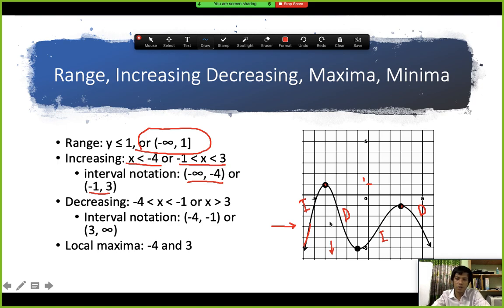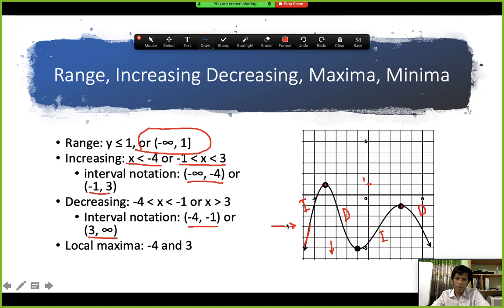x is less than minus 4. That means from this point to minus infinity, that is x is less than minus 4. And this is from minus 1 up to plus 3. And minus 1 and plus 3, none of them is included. So there is no equal sign here. And then decreasing is from minus 4 to minus 1, and then plus 3 to plus infinity.